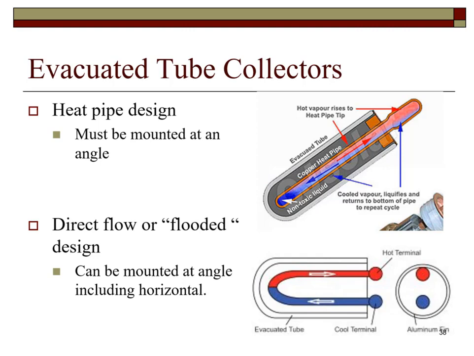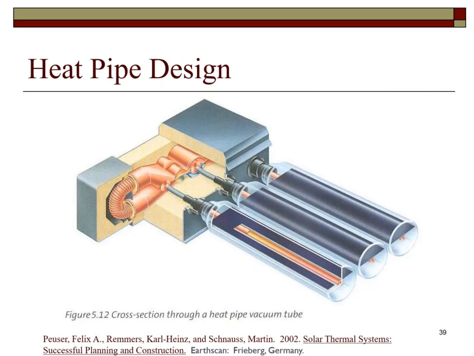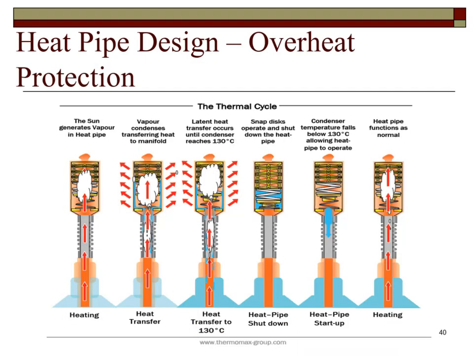The heat pipe configuration shown in the lower view is known as a direct flow or flooded design. The heat transfer fluid actually flows into and out of the evacuated tube. This type of evacuated tube can be laid flat and still operate. The upper portion of the tube fits into the manifold. As the fluid inside the heat pipe evacuated tube can reach very high temperatures, there is provision to close off the evaporation condensation pathway at a predetermined temperature.